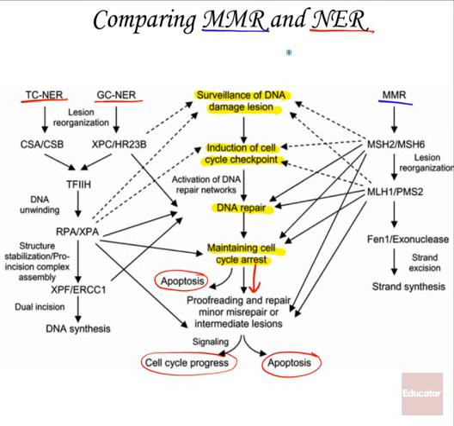So both of these pathways are very similar in that we look for the damage, we induce a cell cycle checkpoint, so we stall it. We repair, and then we check to see if we actually repaired it properly, in which case we can continue on, or if we didn't repair it properly, we kill the cell off.